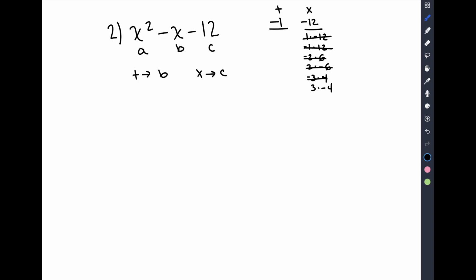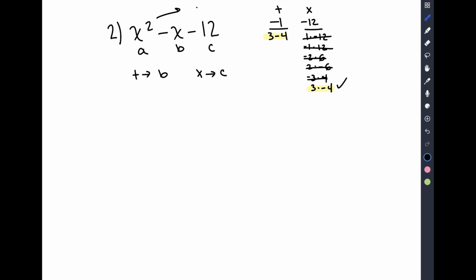3 minus 4 is -1, so we will be using this one. And we therefore know that the 2 numbers that add to -1 are 3 and -4. Perfect. We just found the 2 factors, the 2 numbers. Great. Now, what about the x squared?